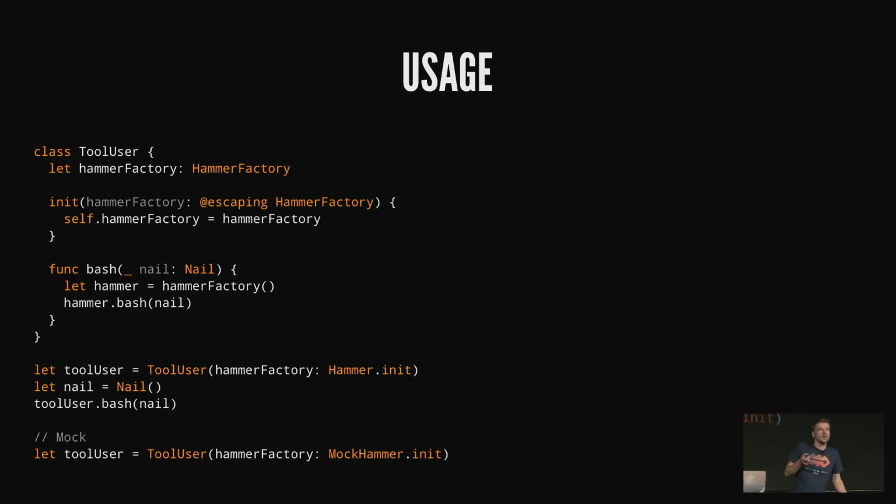The usage for this is pretty much the same as it would be for the protocol-based version. We have a function which accepts a factory function. We pass in our factory function, and it creates the hammer internally. But this is where the fact that initializers are just closures is quite nice, because here, instead of having to create a closure and a factory function and everything that actually creates our object, we can just pass the hammer's initializer as the factory function, because that's all an initializer is. It's a function that produces the object, so we can just pass it in directly. And if we want to mock it, we just pass the mock hammer's initializer instead.